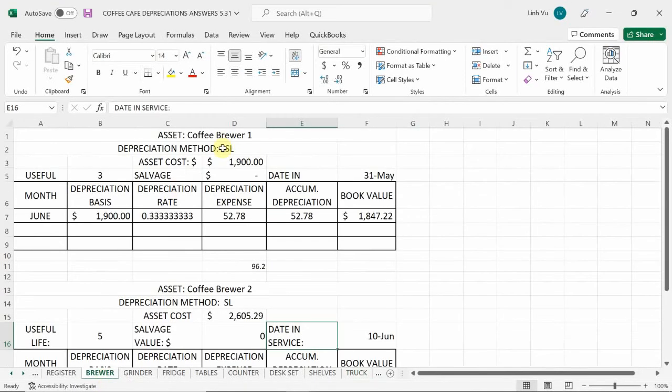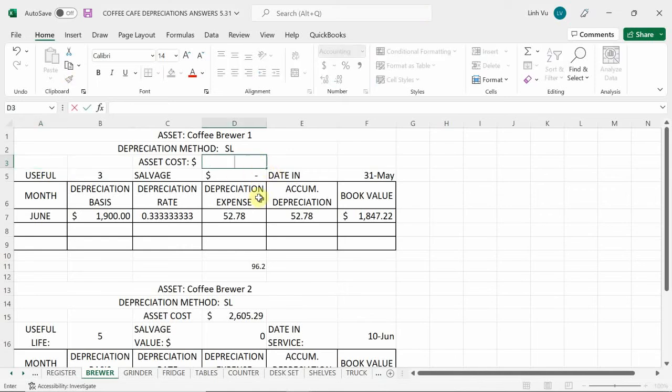Let me get rid of these real quick so we can do this together. I'm sorry, I thought I had this as a blank sheet. It should have been a blank sheet.